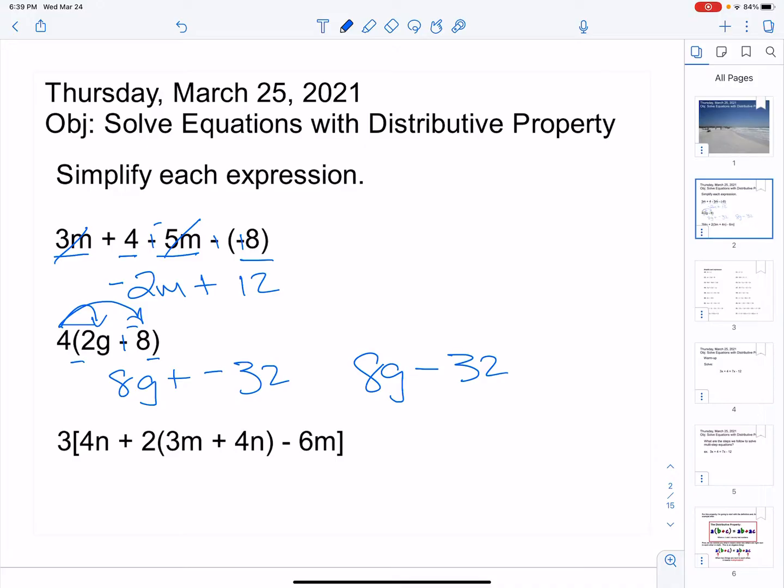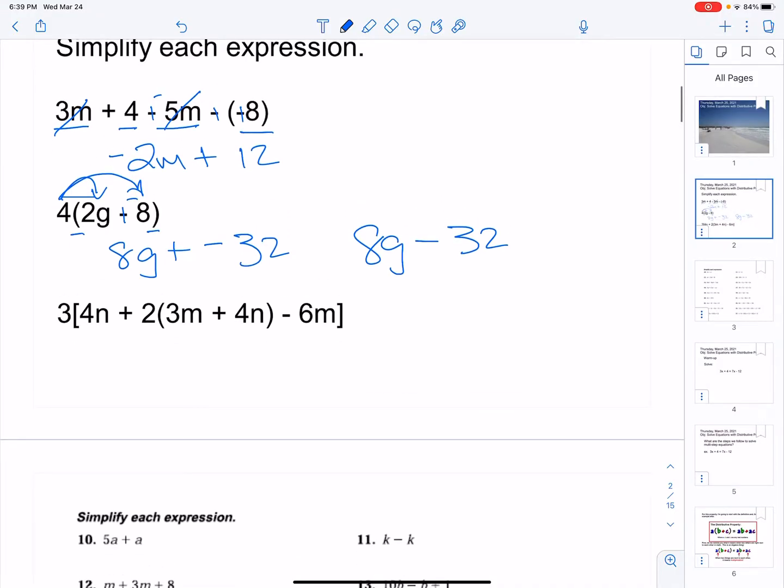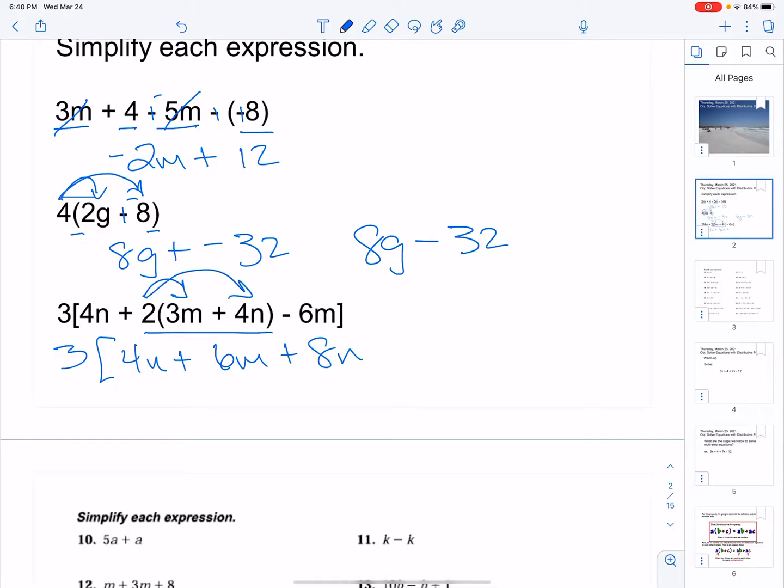Now let's look at this third one. This third one's a little bit tougher because it's got several opportunities for using the distributive property. Now, the first distributive property I'm going to use is on this particular expression right here. So what I'm going to do is write the 3 bracket 4n plus, and I'm going to distribute that 2 to everything inside that parenthesis. So 2 to the 3m is going to make a 6m, plus the 2 to the 4n is going to make an 8n, and then my minus 6m just comes along for the ride.